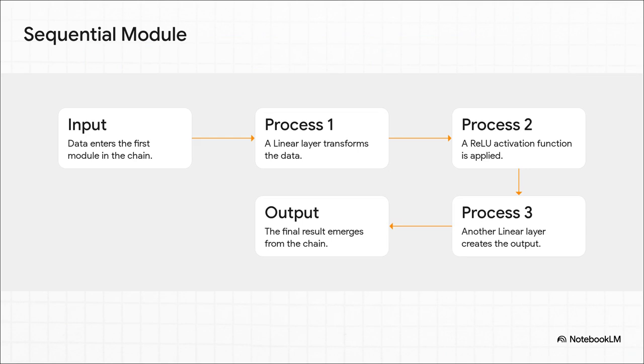Now, the simplest way to use these modules is to just line them up in what's called a sequential module. It's basically an assembly line. Your data goes in one end, gets processed by the first station, then gets passed to the next, and so on until the final product pops out the other side. It's a really clean, really powerful way to build a ton of common models.